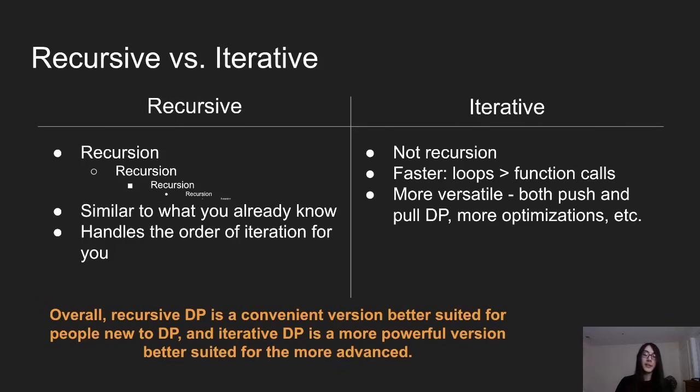As for why iterative DP is nice, for one, it's just faster. Recursive DP is slow because it makes a lot of function calls, and it can't benefit from fancy compiler optimizations that only work for loops.